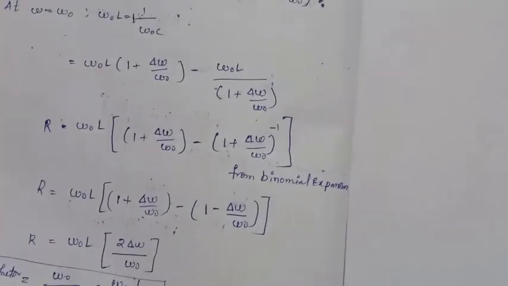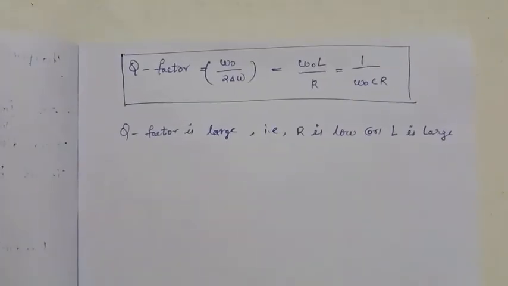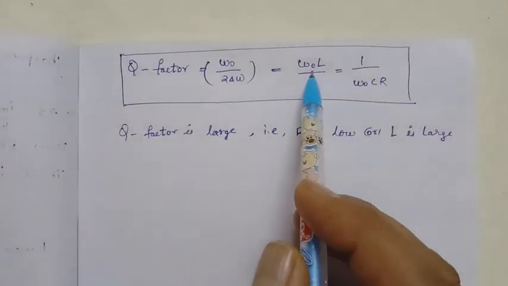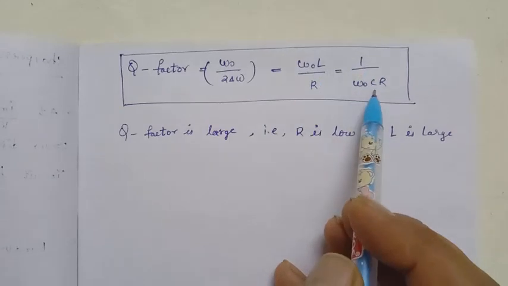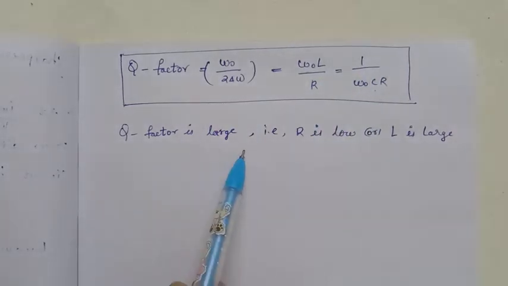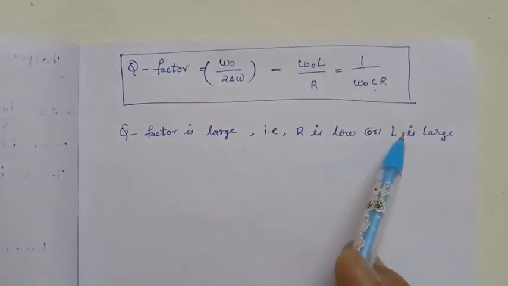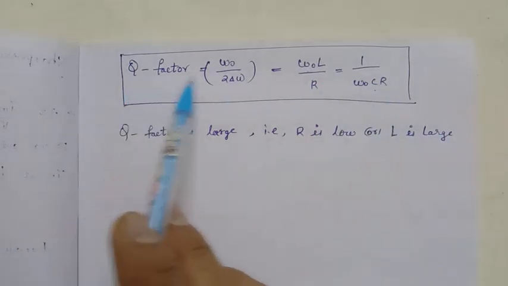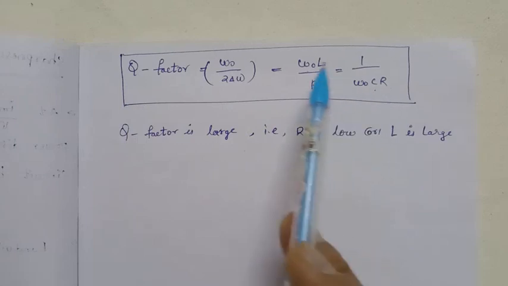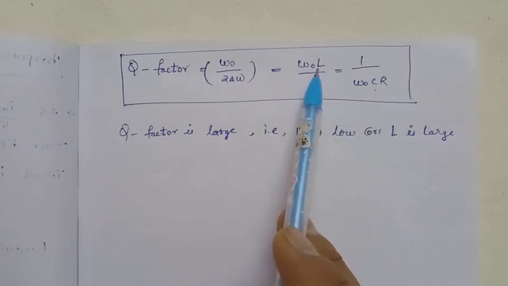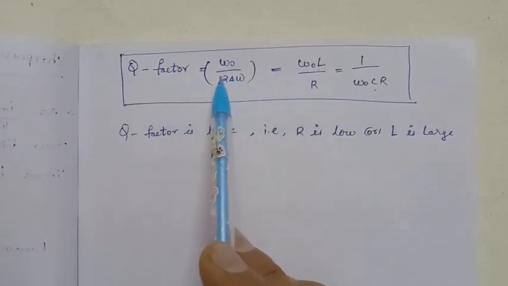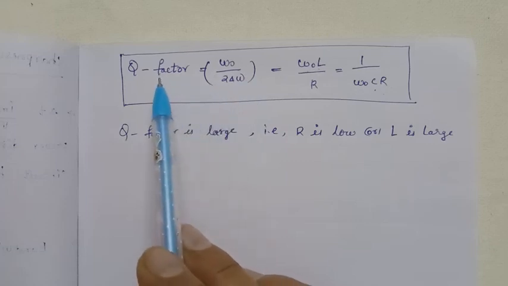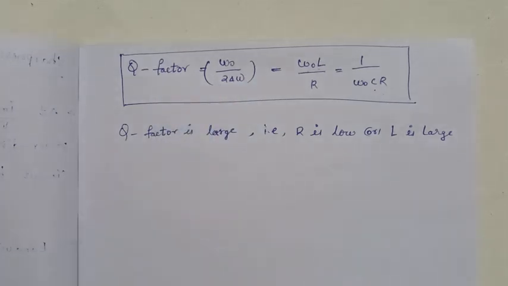So this quality factor depends upon L and R. In terms of C also you can write it, since omega naught L is nothing but 1 by omega naught C. The quality factor is large when R is low or L is large. That means Q is inversely proportional to R and directly proportional to L. That's why when L is large the quality factor is greater, and less bandwidth also means a good quality factor. Okay, bye.